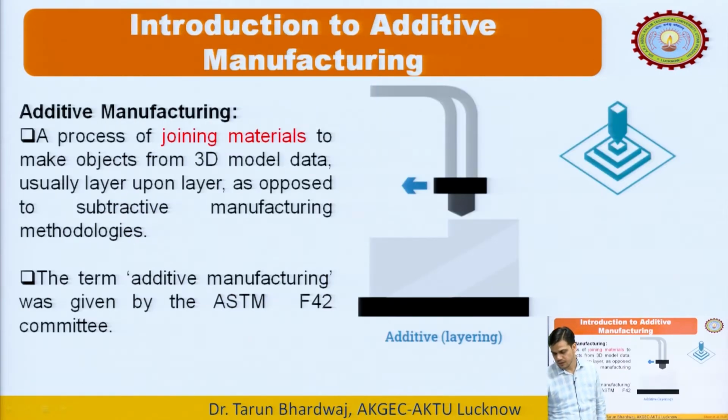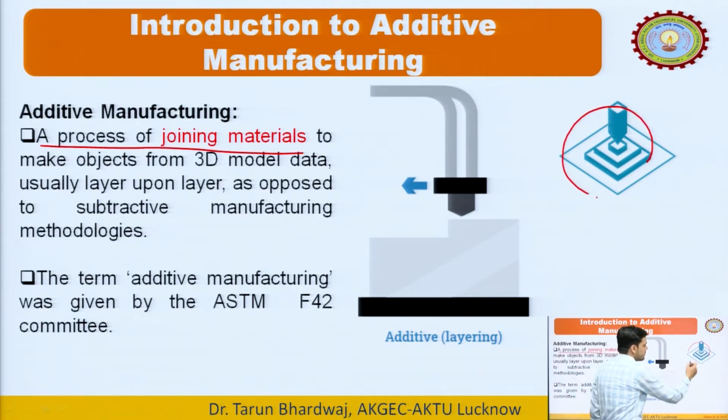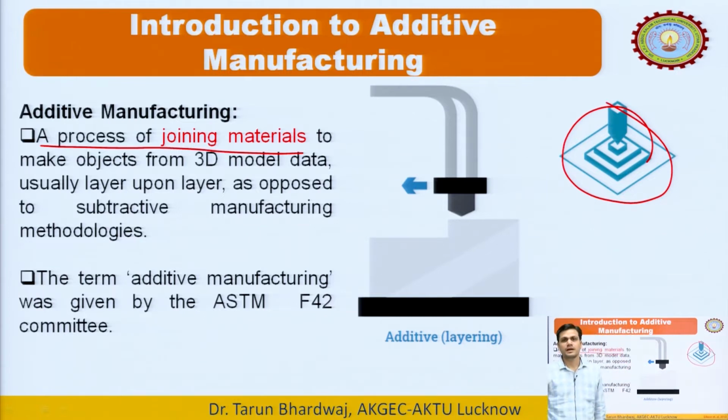Let us start with additive manufacturing. It is a process of joining materials. Joining of material is also done in welding, but over here we join the material in a layer by layer fashion. As you can see in this diagram, you have one layer, this is the first layer, and that is deposited on, then the second, then the third layer is deposited, then the fourth layer is deposited.